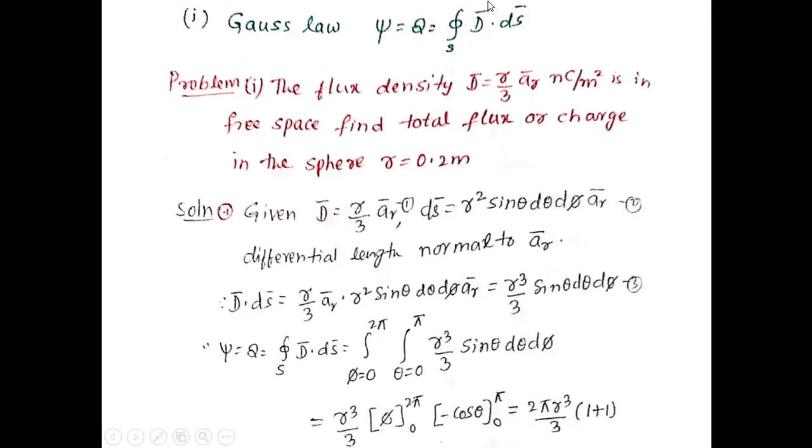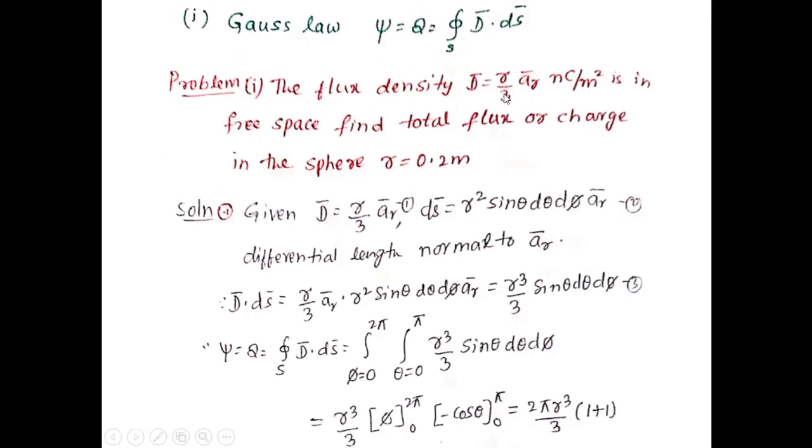So next, Gauss law, which we have already studied. Here the flux density coming out of a surface ds is given by the charge enclosed inside the surface. That is given by psi, the flux, is equal to the charge Q, is equal to the closed surface integral of flux density D bar dot ds bar. So we'll solve a problem on this.